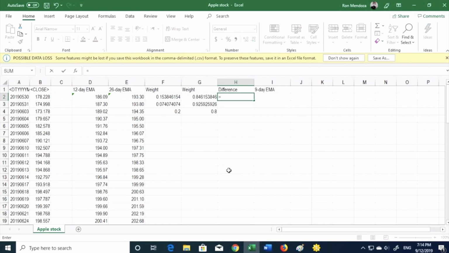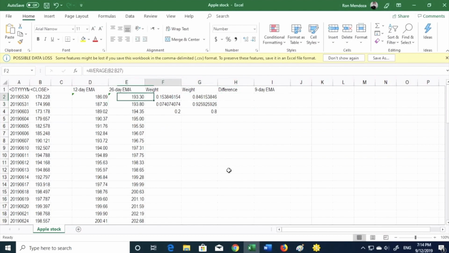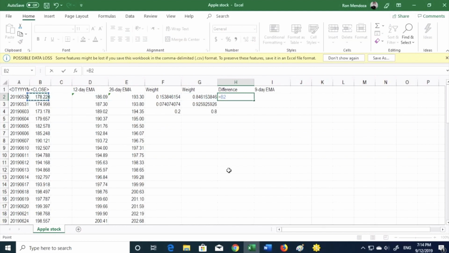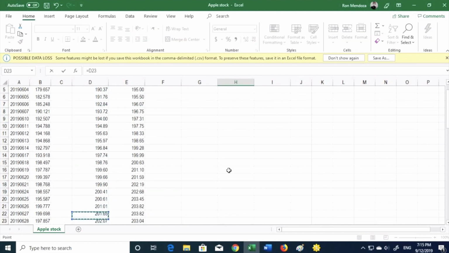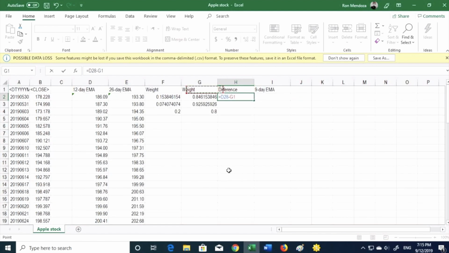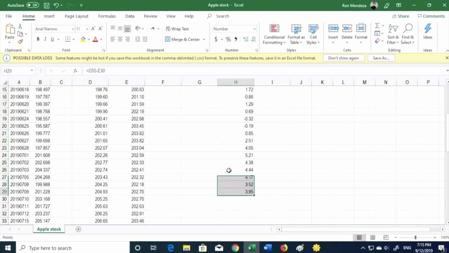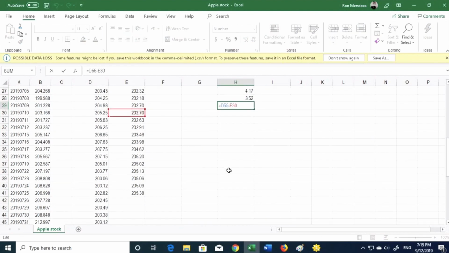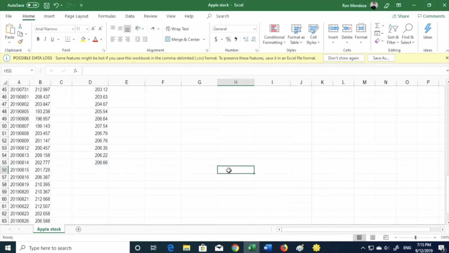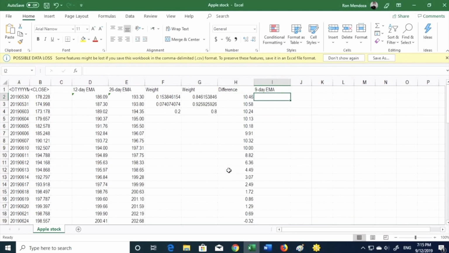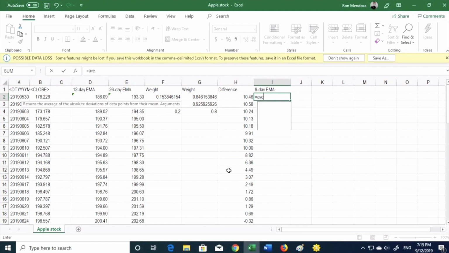Now we calculate the difference. Now we need to get the 27th day, and we subtract the 26-day EMA from the 12-day EMA. Now we get these results. Just gonna check. Alright, last data. Cool. Now the same formula here.